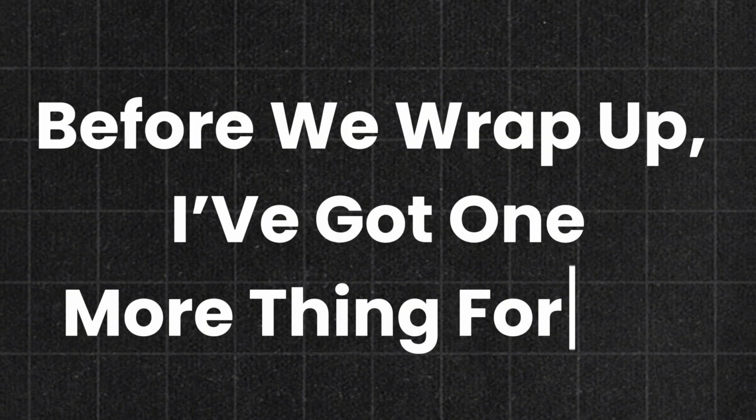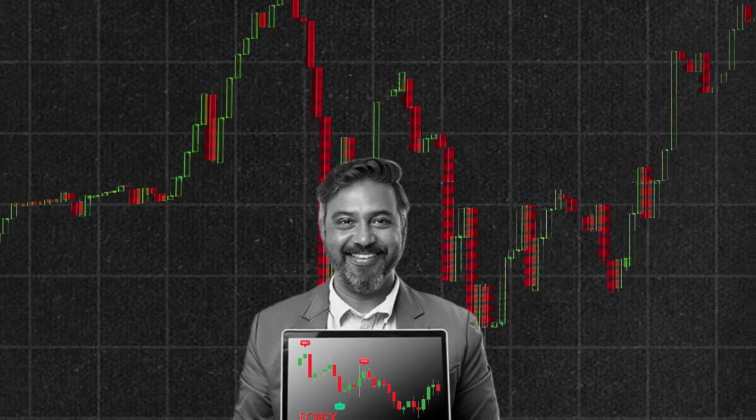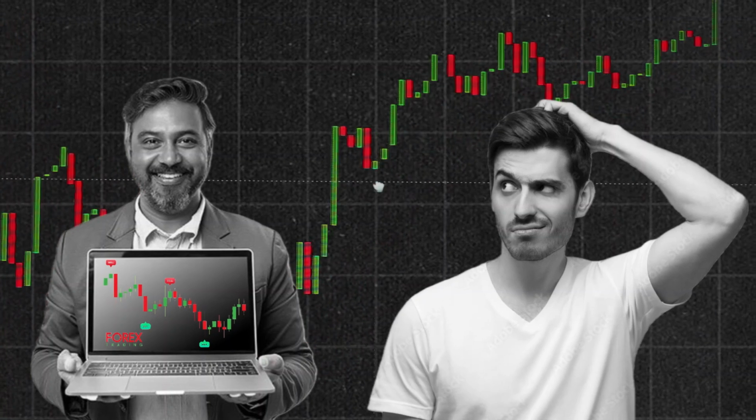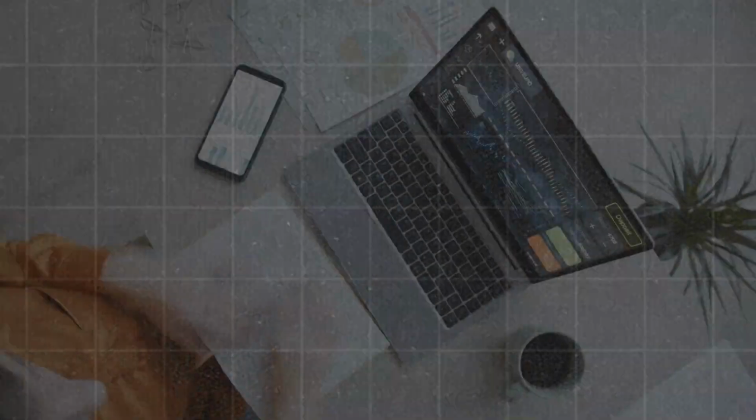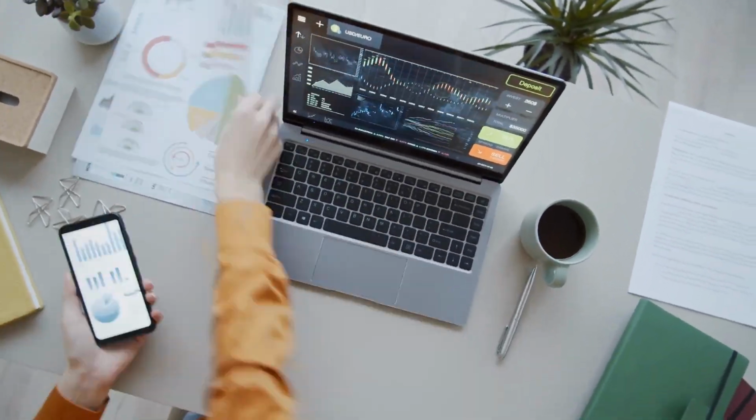Before we wrap up, I've got one more thing for you. If you want to become a better trader, start thinking in pips every time you place a trade. The more familiar you get with how pips affect your trades, the easier it will be to predict the outcome of your positions and adjust your strategy accordingly.